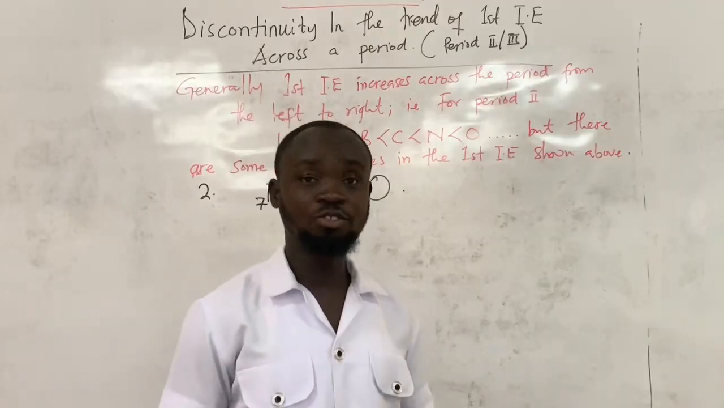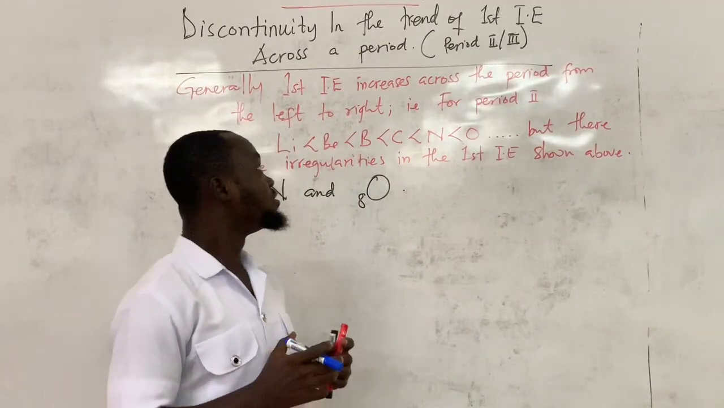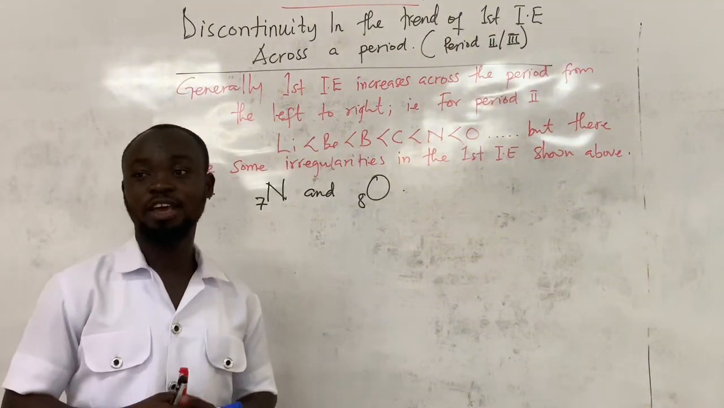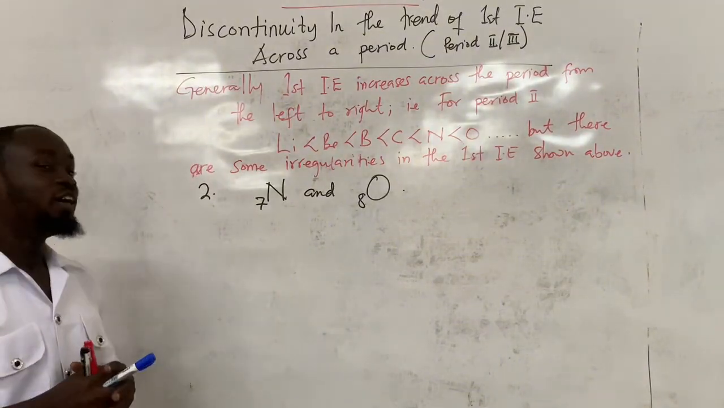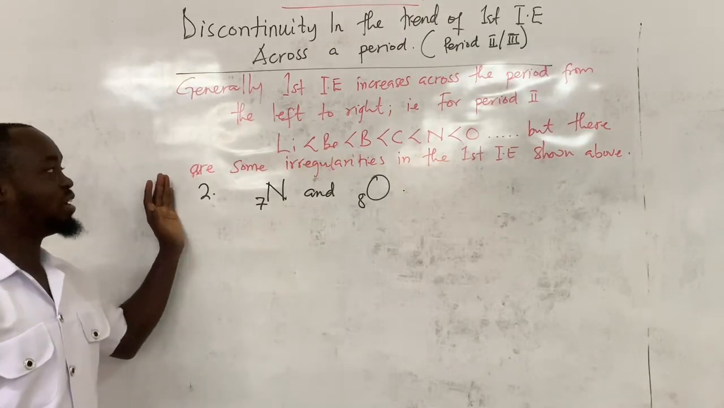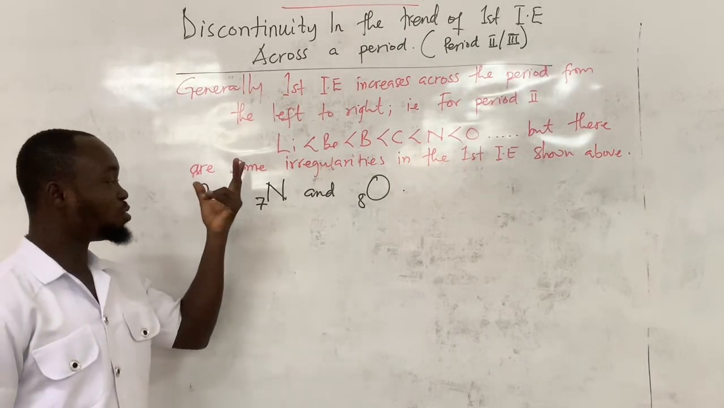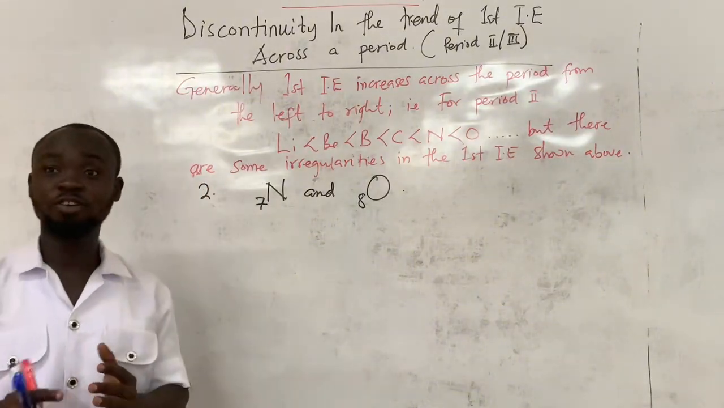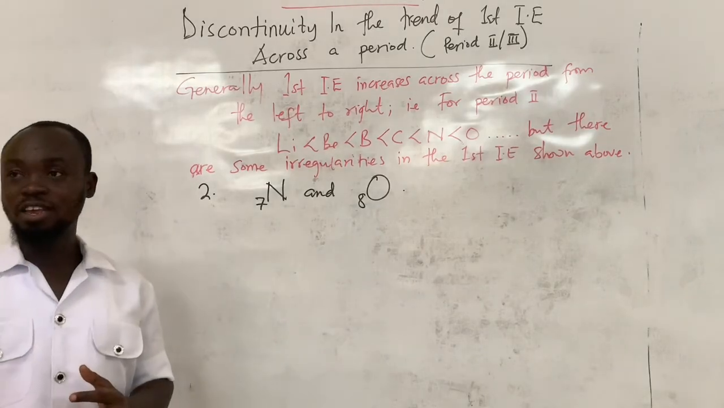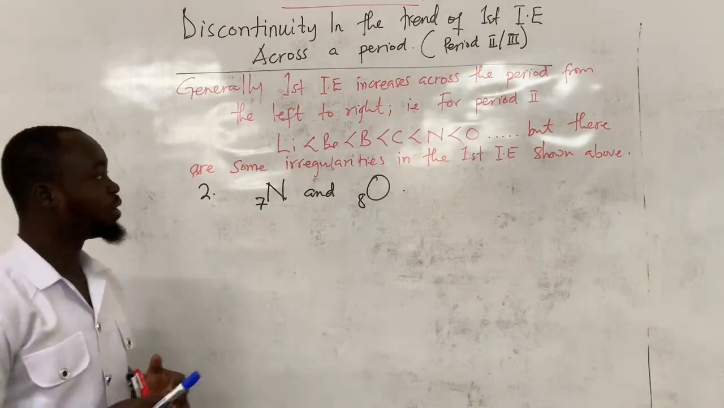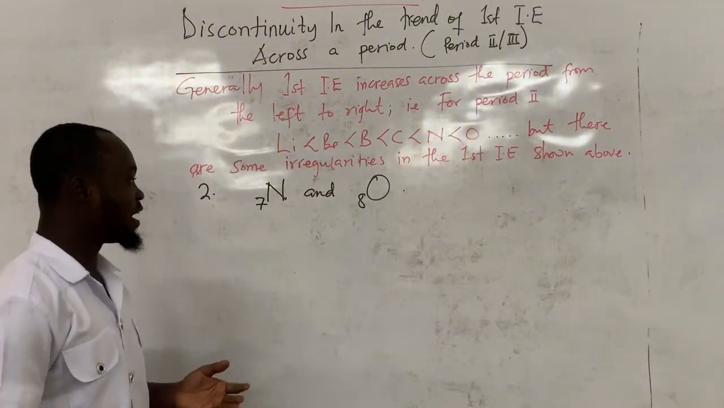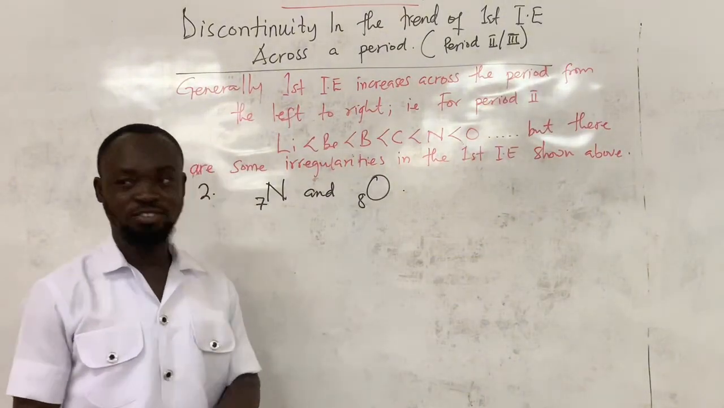In this lesson, we are going to continue with the discontinuity in a trend of first ionization energy across a period. In our previous lesson on this same topic, we discussed the discontinuity, or irregularity, that exists across the period in terms of an increase in first ionization energy. And we discussed beryllium and then boron. Now, let's also discuss nitrogen and then oxygen.